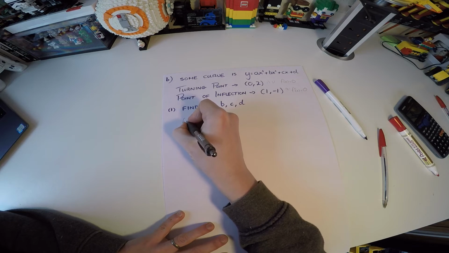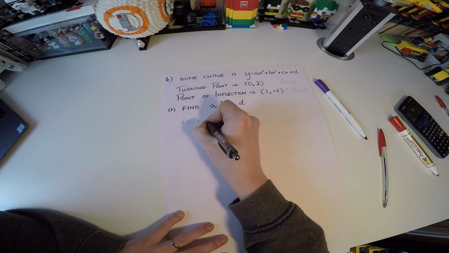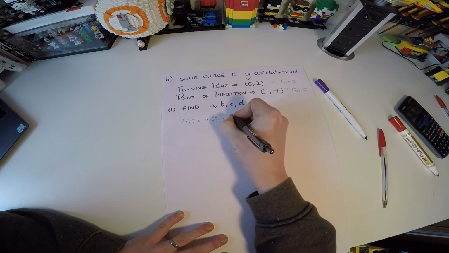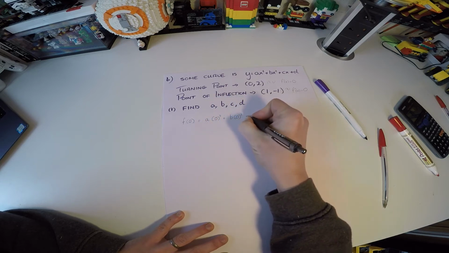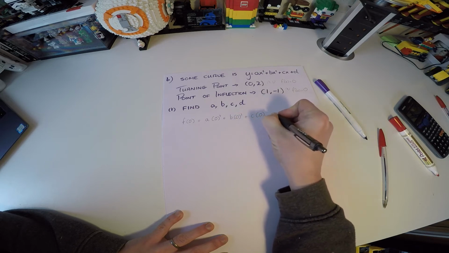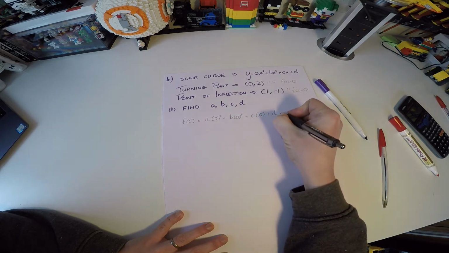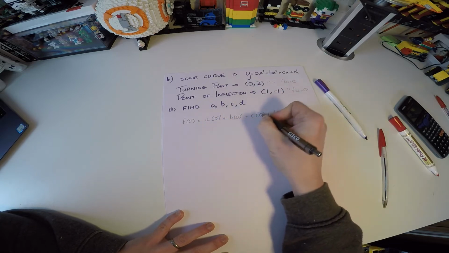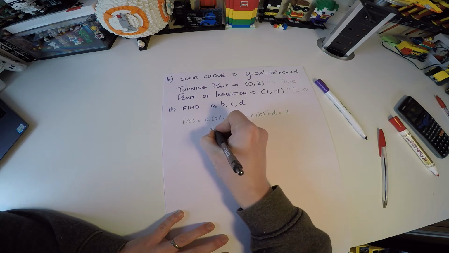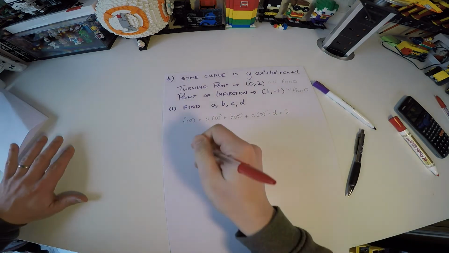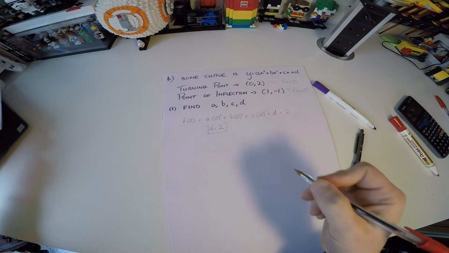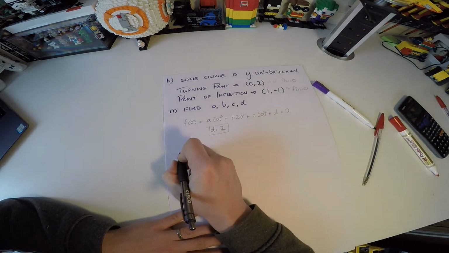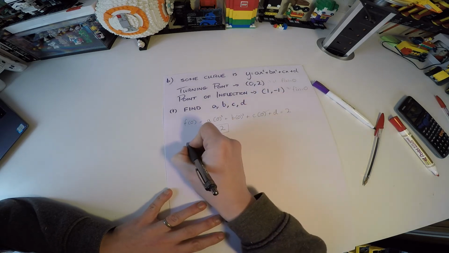So f of 0 is going to be a times 0 cubed plus b times 0 squared plus c times 0 plus d. If we do all that, we should get back the y coordinate of 2. So we can see that these 0 terms will all go, and it will simply leave us with d equal to 2. So we have our first one here. Once we have that, we can go on to the next point. What about f of 1? What would that give us?